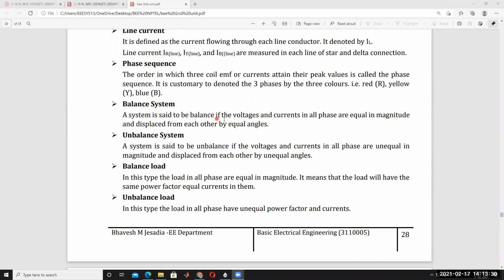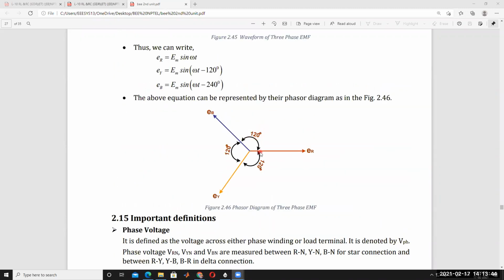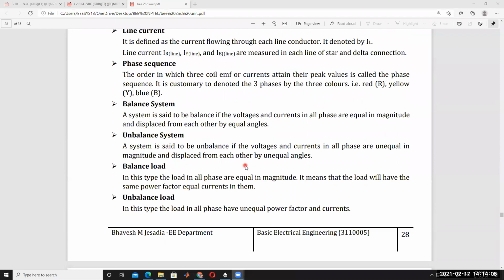A system is said to be balanced if the voltages and currents in all phases are equal in magnitude and displaced from each other by equal angles. So 120 degrees, 120 degrees, 120. Then only the system is said to be balanced. For example, if instead of 120 you have 110 or 130, with different angles between the phases, that system is called an unbalanced system. Each phase must be displaced by equal angles for the system to be balanced.